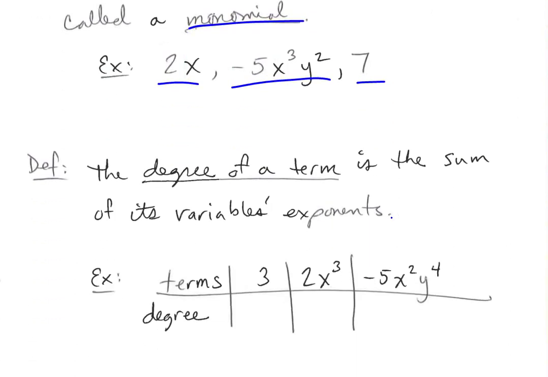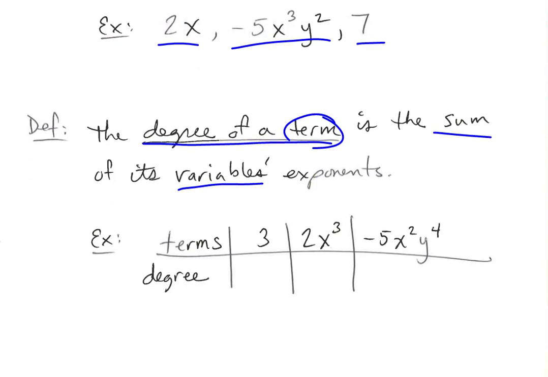Let's add another definition, which is this: the degree of a term is the sum of its variables' exponents. So let's take a look at some examples of how this definition might work. Let's consider the following terms. If I had just a term which is just a number like 3, it has no variables with it, and so therefore the sum of the variables' exponents would be 0. So a constant term has degree 0.